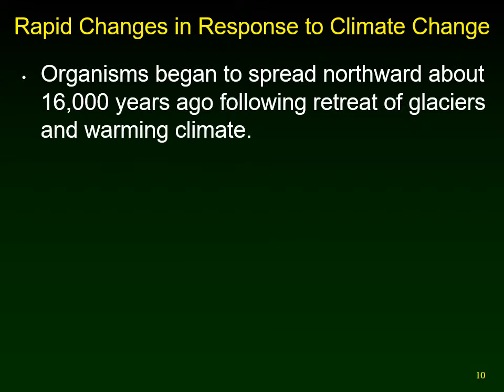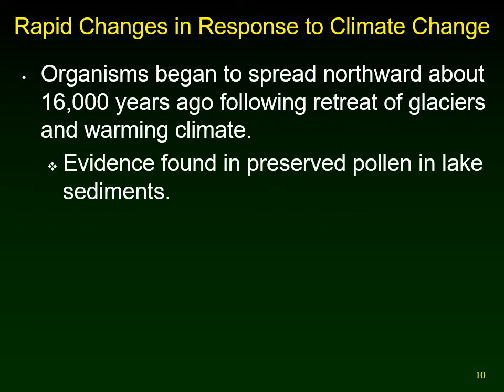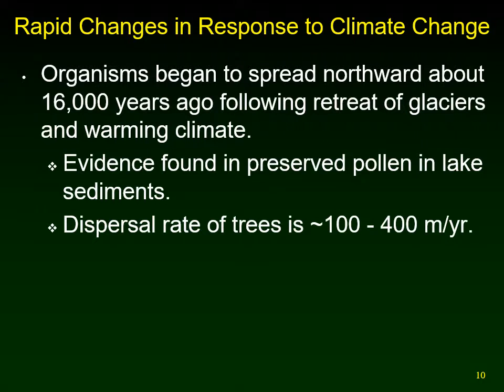Organisms began to spread northward about 16,000 years ago following the retreat of glaciers and a warming climate. So climate has a lot to do with where species can go, especially when there's a major ice age or some major climate change that limits where most organisms can live. There's evidence preserved in pollen and lake sediments that the dispersal rate of trees is about 100 to 400 meters per year.